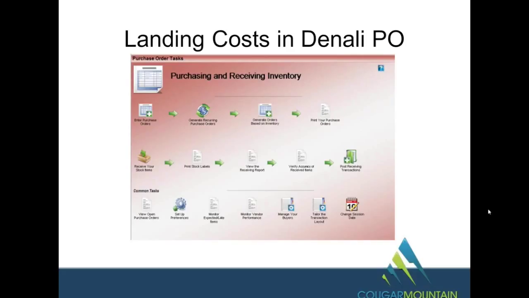The only way we're going to be able to do that, Denali doesn't have a separate landing item for port fees, so the only way you'd be able to do that is enter that as a direct expense line item on the original purchase order. And you can always update the cost of that item on the receiving transaction as needed. The problem with that is it's not going to distribute that charge across your inventory items.